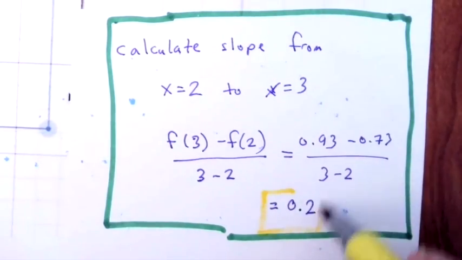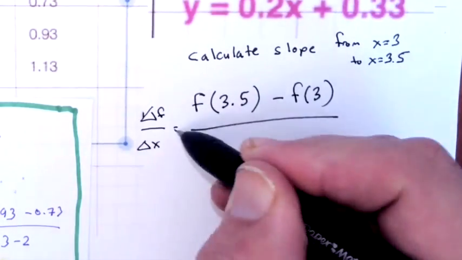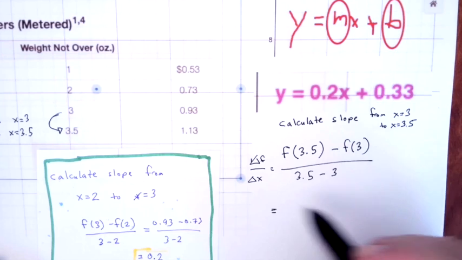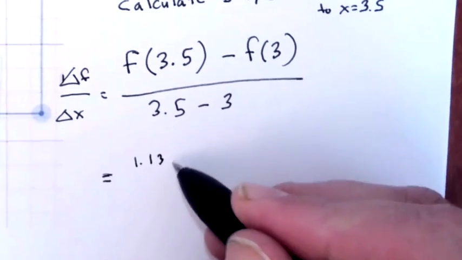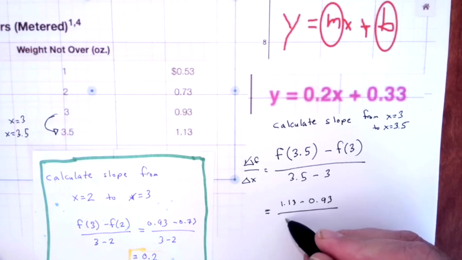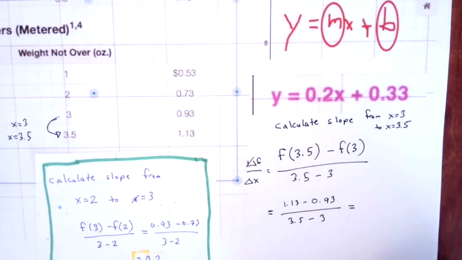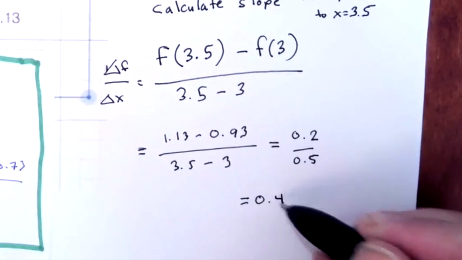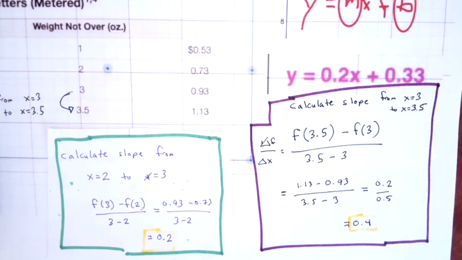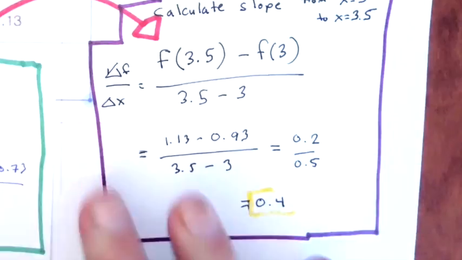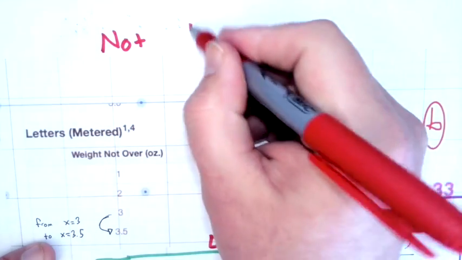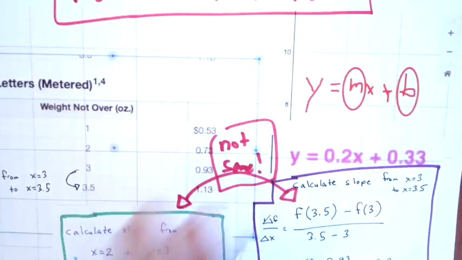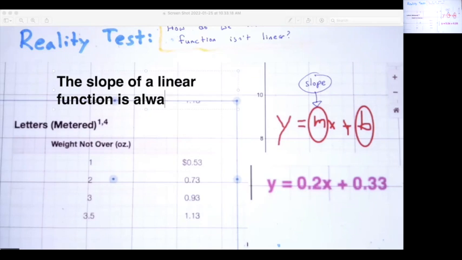Now I'm going to compare that to the slope from x equals 3 to x equals 3.5. So from 3 to 3.5, I look at f of 3.5 minus f of 3 over 3.5 minus 3, change in f over change in x. I have 1.13 minus 0.93 over 3.5 minus 3, and I can see that that's going to be 0.2 over 0.5, which is 0.4. So these two slopes are not the same. They're not even close to being the same. So we cannot represent our function by a linear function because the slope, or the average rate of change, isn't even close to being constant between different points.